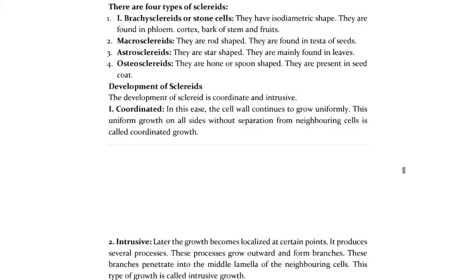Development of sclereids. The development of sclereid is coordinated and intrusive. Coordinated. In the coordinated growth, the cell wall continues to grow uniformly. This uniform growth on all sides without separation from neighboring cells is called coordinated growth.